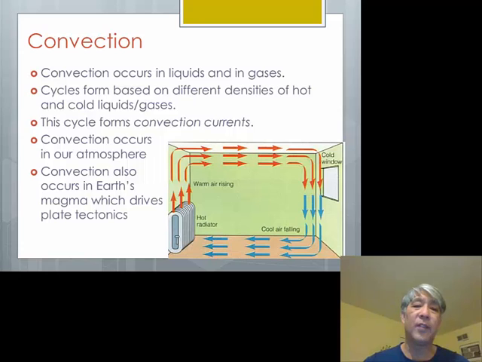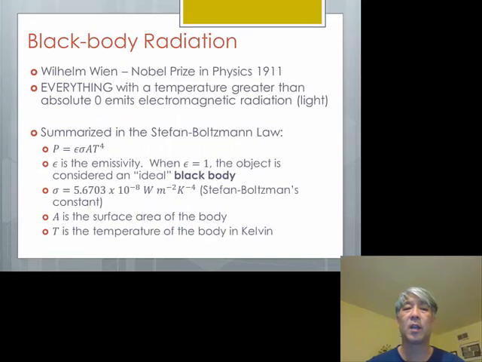Okay, convection is the bulk movement. We end up with convection currents based on the density of hotter or colder things. And so warm air or warm liquid generally rises because it's less dense, and colder air comes back down. This happens not only in Earth's atmosphere, but it also occurs within the Earth, which drives our plate tectonics. Okay, that moves us to the first thing that's kind of new in topic 8.2, and that's blackbody radiation.